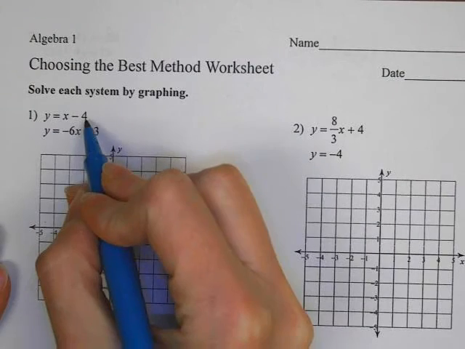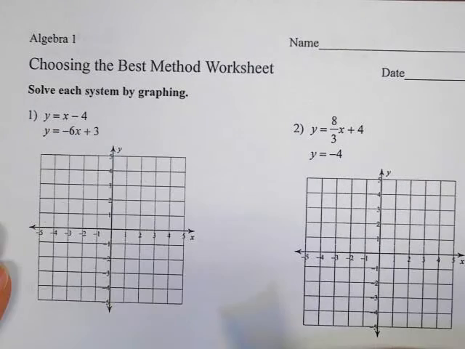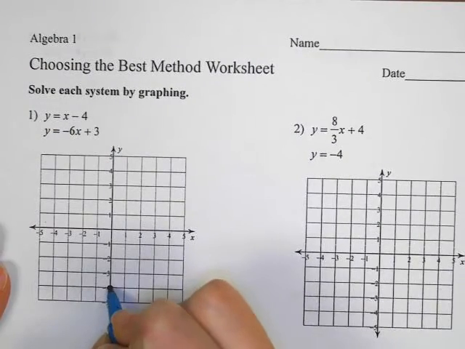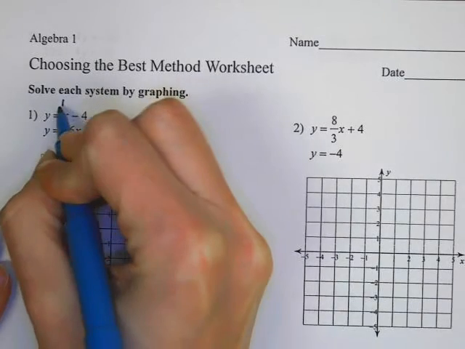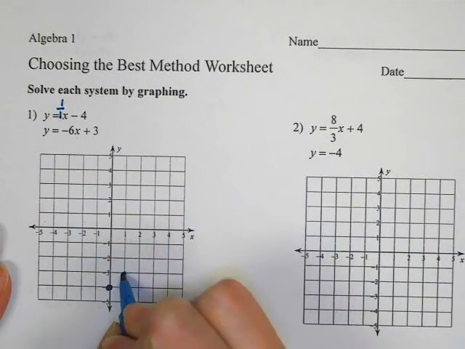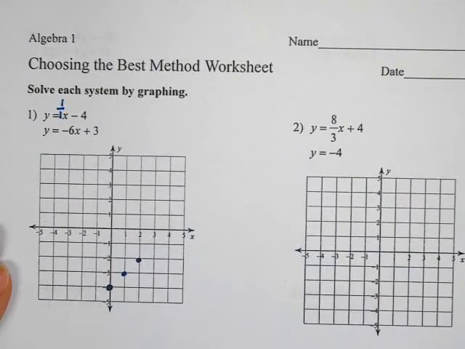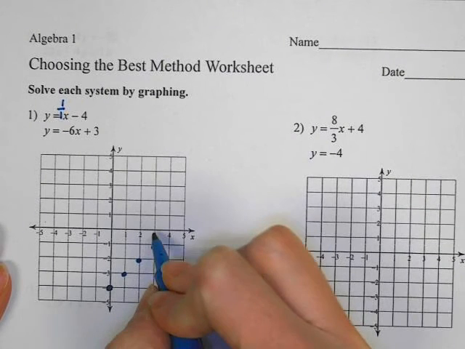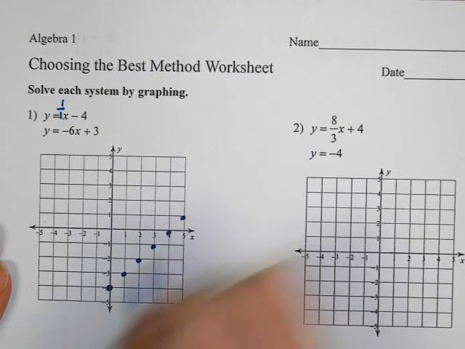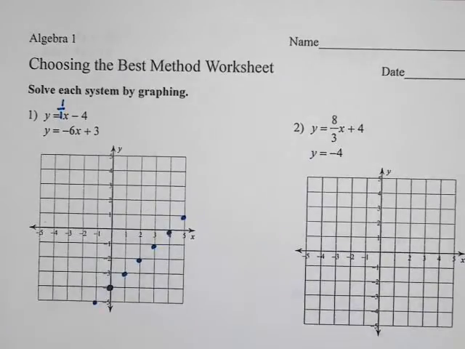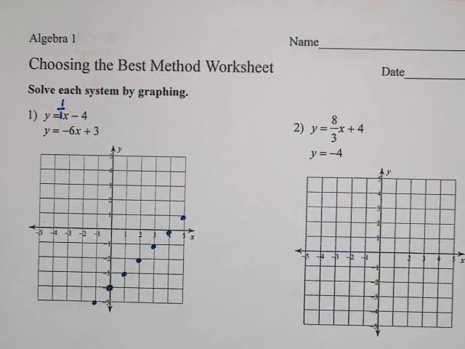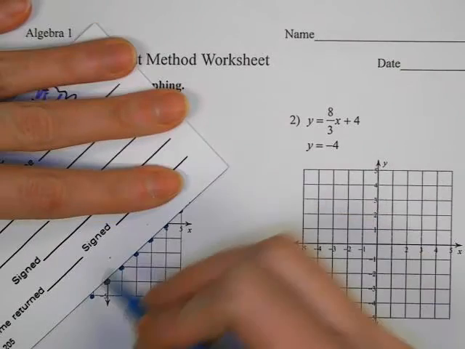Number 1, if the y-intercept is -4, we're going to begin at -4, and the slope is 1 over 1. So up 1, right 1, up 1, right 1. And then you guys remember, I like to cover the whole graph just in case, because I don't know where they're going to cross. Let's see. All right, so that's line 1.